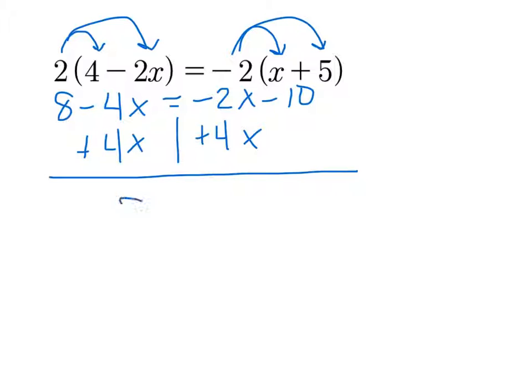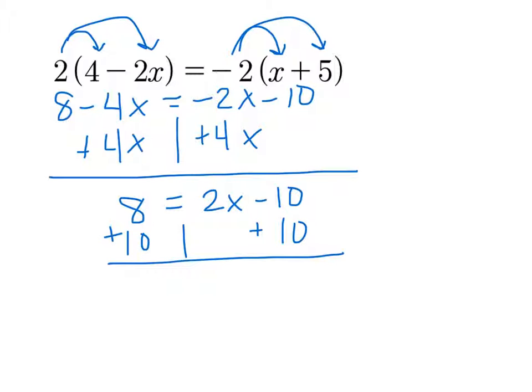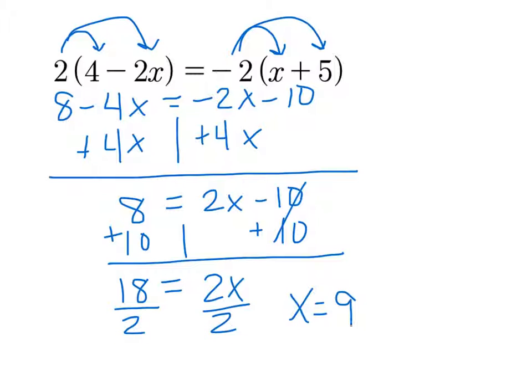I now have 8 on the left and 2x minus 10 on the right. I'm going to add 10 to each side. If it bothers you that the variable's on the right, use your symmetric property and flip it around. Add the 10, so now I have 2x equals 18. Divide, division property of equality, x equals 9.